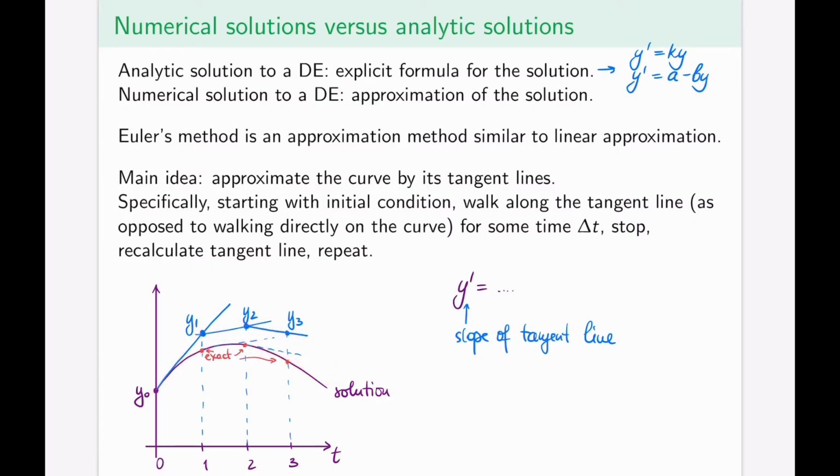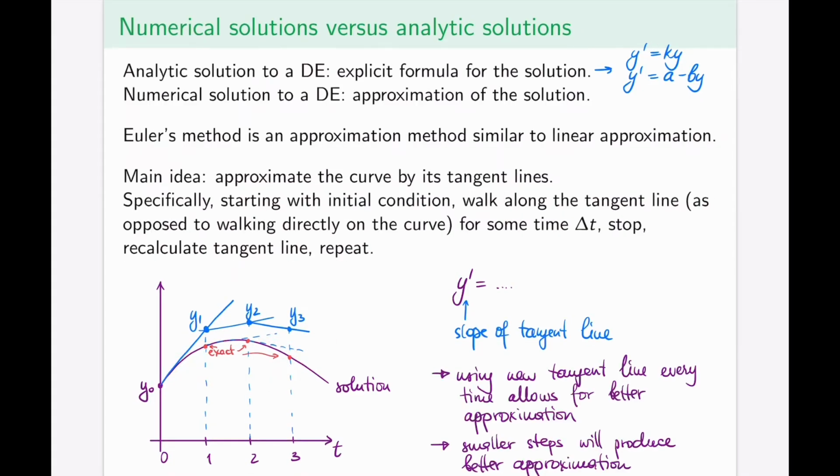It also becomes clear that the smaller your step size here, the better your approximation is going to be. So what I have here are step sizes of, let's say, 1. If I insist on making even smaller steps, then my tangent lines are going to mimic my curve even closer, which means that my approximation points are going to be even closer to the exact points on the curve. So these two are basically the main two considerations behind Euler's method: recalculating your tangent line at every step and taking smaller steps if you want better and better approximations.